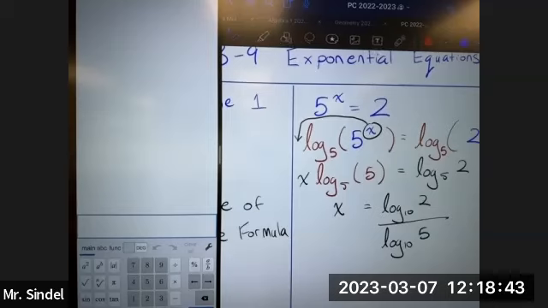Notice that the base of 5 went down here into the denominator. And this number 2, I guess that's called the argument of the logarithm, stayed in the numerator. That will 100% be the case. The argument is always in the numerator. The base is always in the denominator.